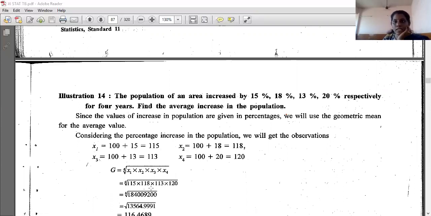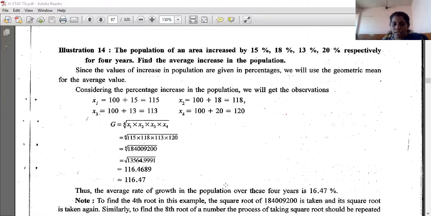And the formula of G is the fourth root of x1 into x2 into x3 into x4. So this is the formula of our geometric mean. So G equals nth root, we said, so in place of n you will be writing how many observations there are, x1, x2, x3, x4, that is 4. So in place of n you write 4, so G equals the fourth root of 115 into 118 into 113 into 120.